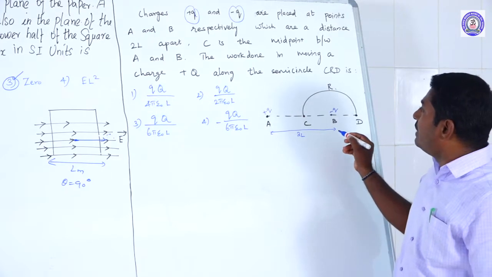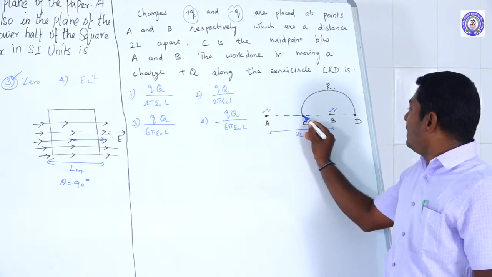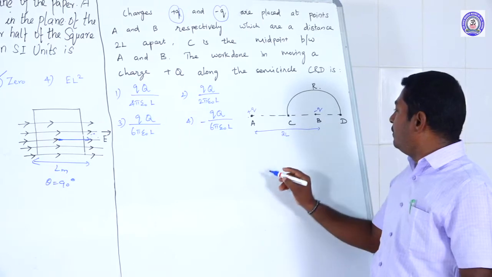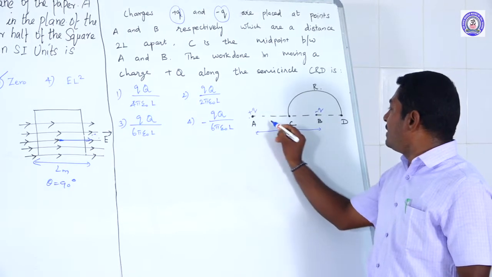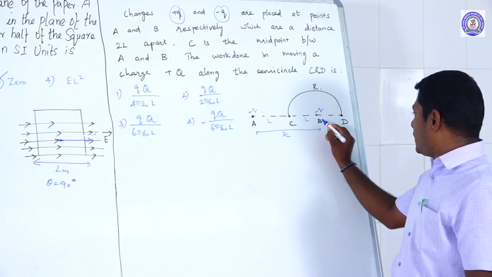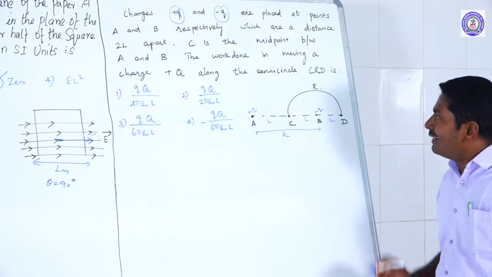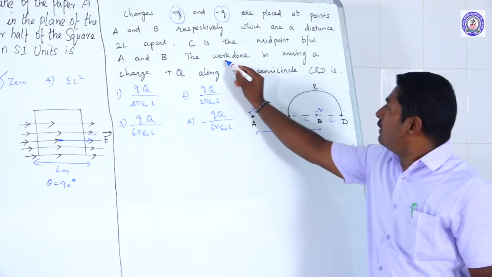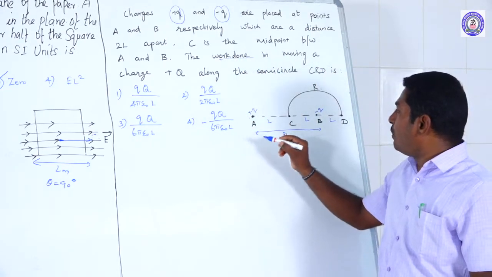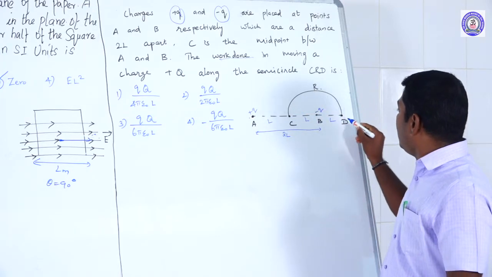C is the midpoint between A and B. Then the distance AC is L, the distance CB is L, and the distance BD is also L. Then calculate the work done in moving a charge plus q along the semicircle from C to D.